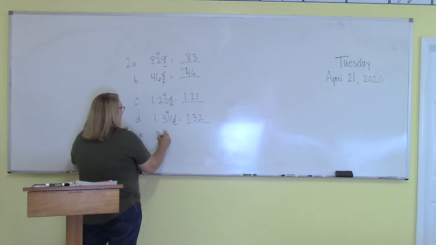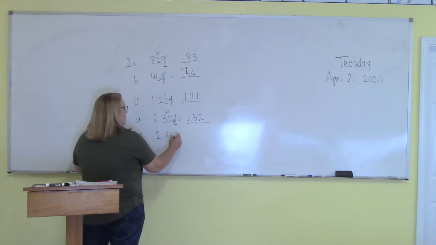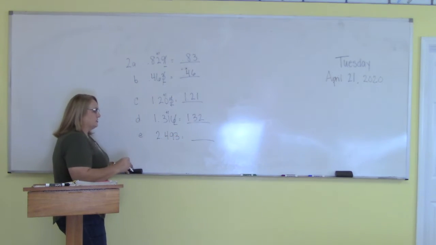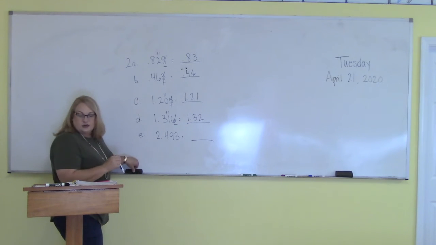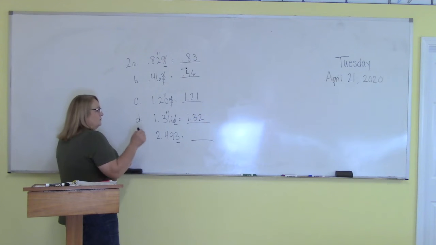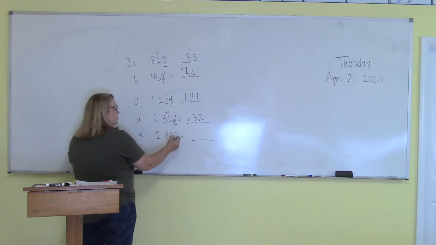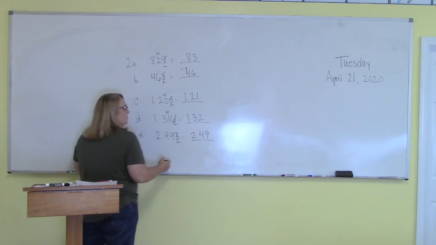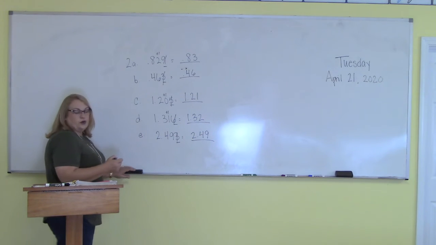For E, you have 2.493 or 2 and 493 thousandths. You're still rounding to the nearest hundredth. Look at your last digit. Below 5, you just cross it out. So your answer is 2 and 49 hundredths, or 2.49.